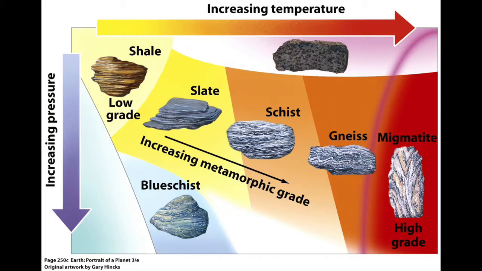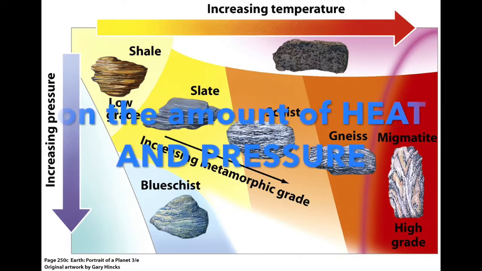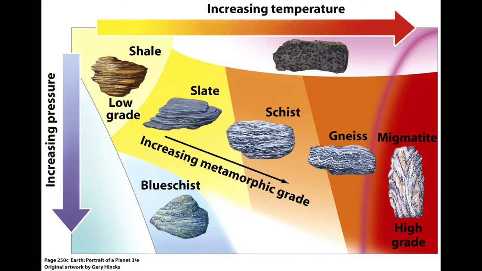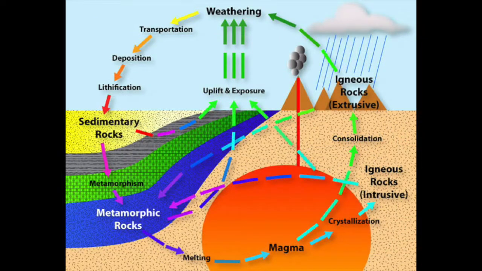Okay, we've learned how temperature and pressure affect how the rock is formed. Shale is a low-grade rock because it has the least amount of pressure and heat. The rock cycle is a long and continuous process by which rocks are created. They are changed from one form to another, destroyed, and then formed again.